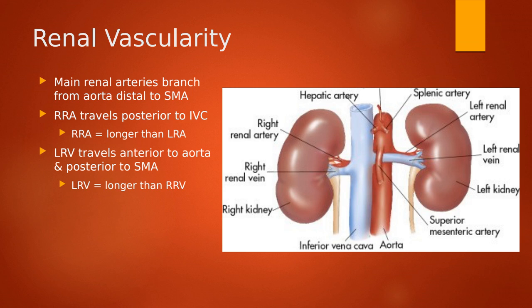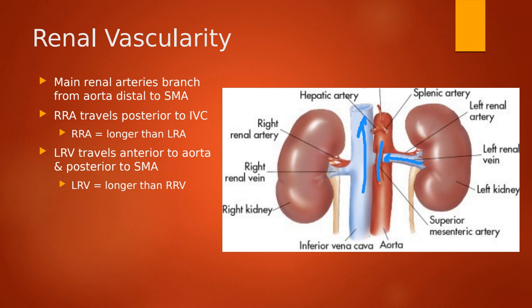Our left renal vein is going to travel anterior to the aorta and posterior to the SMA. So we're going to see the left renal vein kind of be sandwiched in between some arterial vessels. So it's going to be sandwiched between the aorta and the SMA. So if we look at this picture here, our SMA is going to come off right here, and then that left renal vein is going to go between that SMA and the aorta to dump back into the IVC.